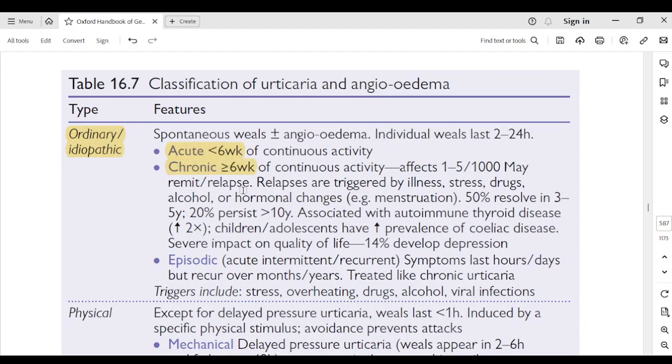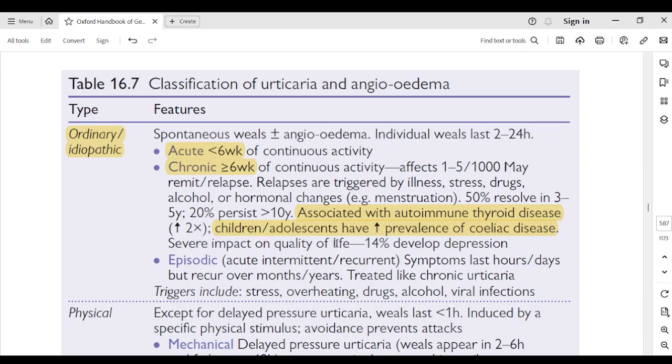May remit or relapse. Relapses are triggered by illnesses, stress, drugs, alcohol, hormonal changes like menstruation. 50% resolve in 3 to 5 years. 20% persist more than 10 years. Associated with autoimmune thyroid disease; risk is increased 2 times in autoimmune thyroid disease. If it is present in children or adolescents, then there is increased prevalence of celiac disease.